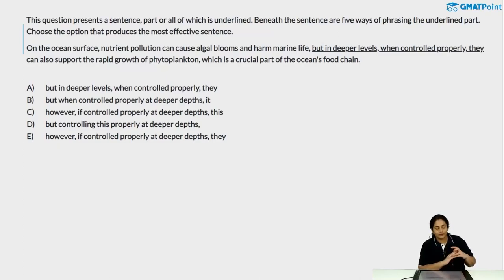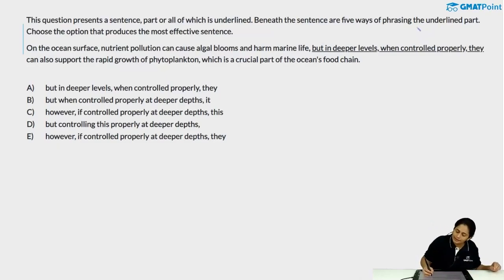On the ocean surface, nutrient pollution can cause algal blooms and harm marine life, but in deeper levels when controlled properly, they can also support the rapid growth of phytoplankton, which is a crucial part of its ocean's food chain. Now, before even I look at the options, it is very clear to me that there is something wrong with the underlying sentence. What is wrong with the underlying sentence?